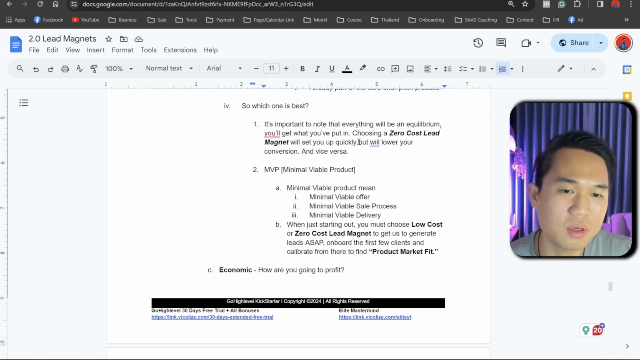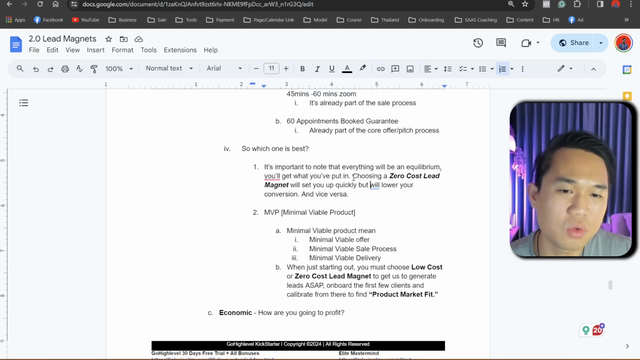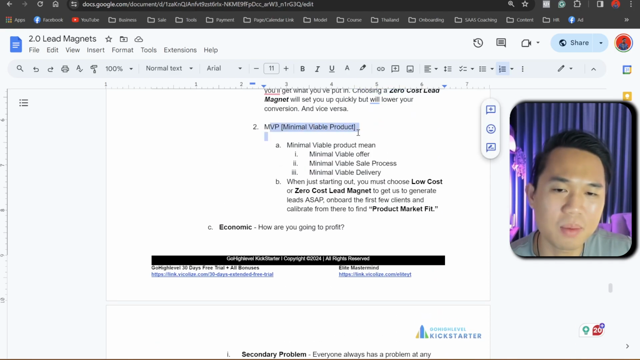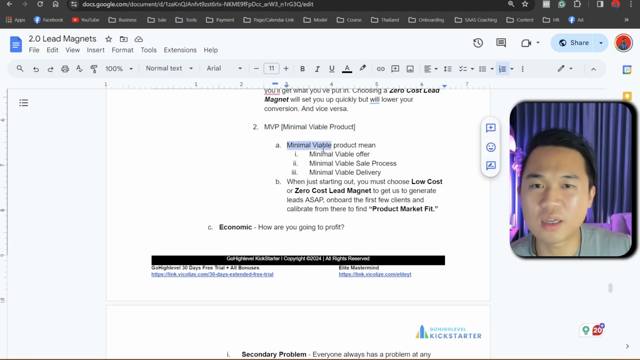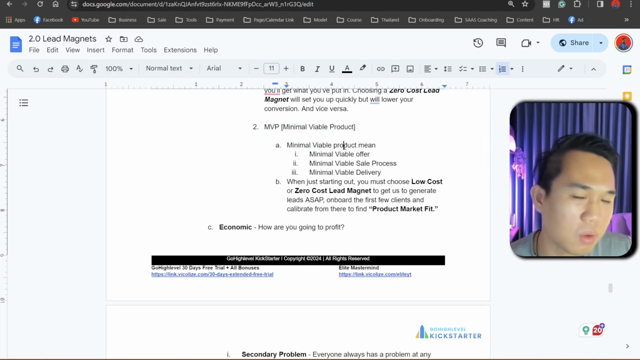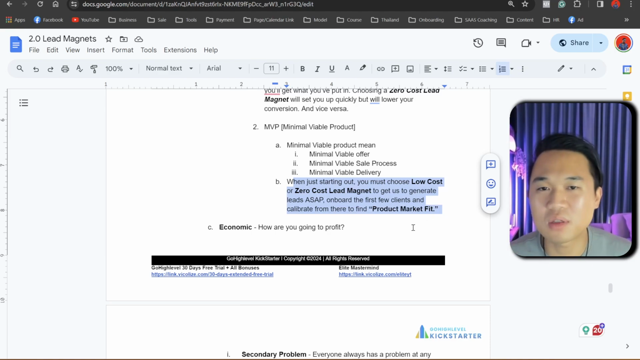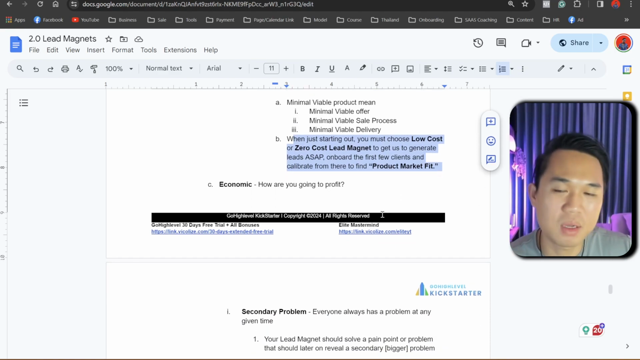But we definitely recommend that when you're just starting out, you choose a zero cost lead magnet. I think I mentioned that in the MVP, minimal viable product. You need to balance that and not get too fancy with your lead magnet. Minimal viable product means minimal viable offer, sales process, and delivery. So when you're just starting out, you must choose a low cost or zero cost lead magnet to generate leads ASAP, onboard your first client ASAP, and calibrate from there to find product market fit. So it is what it is. That's what I recommend, and you should do that.